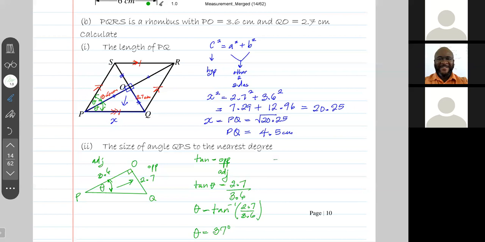It means, therefore, that angle QPS would be equal to 37 plus 37. So this would be 72 degrees. The angle is 72 degrees. All right, so this entire angle here is 72 degrees. Now, the last thing we're asked to do is to calculate the area of the entire rhombus.